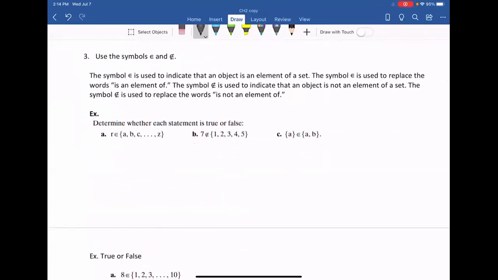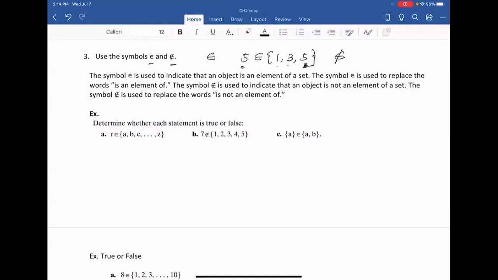Use a symbol, this and this. This one means an element of a set. For example, 5 is an element of the set 1, 2, 3, 5. So 5 is an element of 1, 3, 5 because we have the element 5 in the set. But this one means it's not an element of the set.